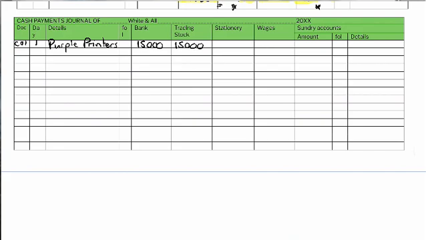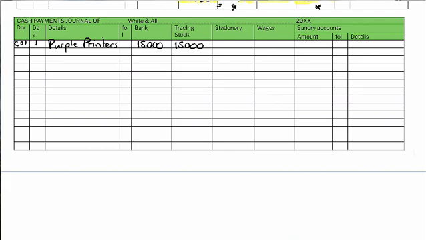Okay, remember, what column do goods go under? Trading stock. And merchandise? Trading stock. And stock? Trading stock. Okay. I don't want to see you guys putting goods or merchandise under sundry accounts.